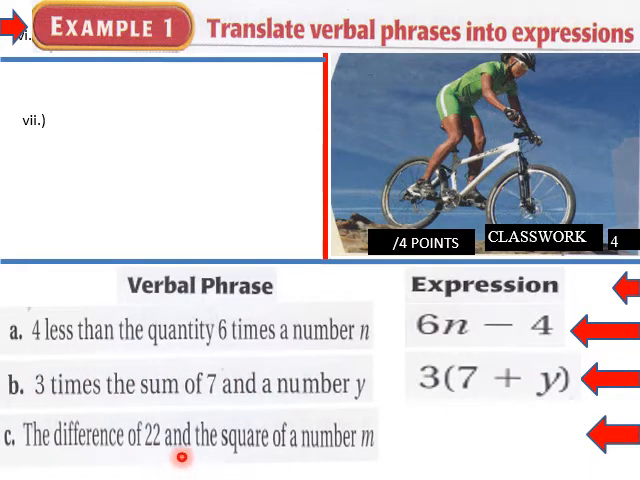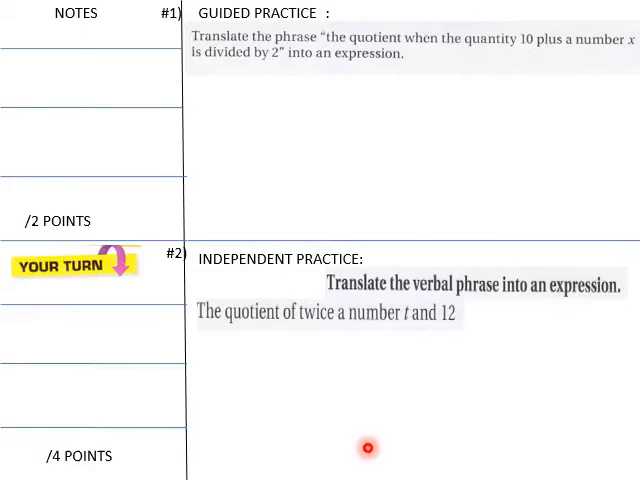And then the difference of 22 and the square of a number m. So we have a difference, 22 minus m squared. 22 is first. The square would be the subtrahend here. This would be the original sum. So anyway, you have to take that into account when you're writing. You have to take very careful consideration of it.